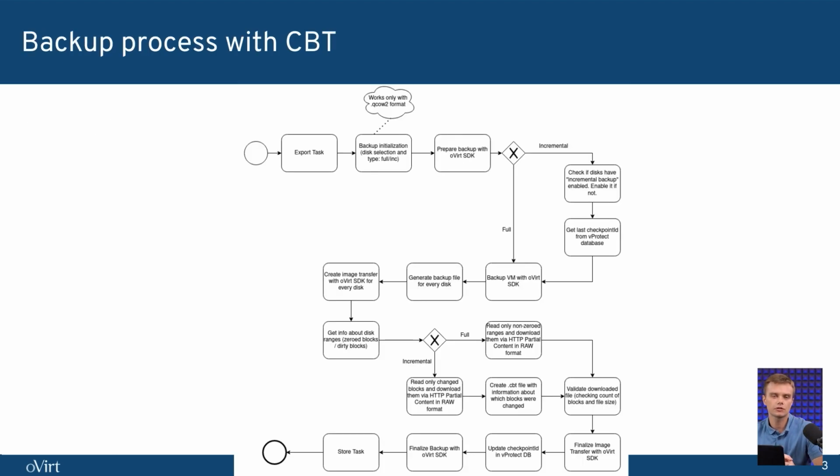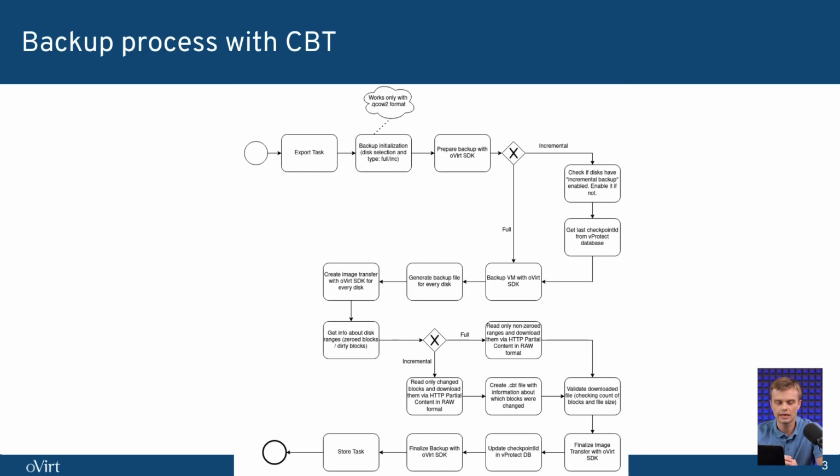Now, the overall process with CBT. First we create an export task. We are going to work only with QCOW2 files. That's very important. Now, the very important aspect of CBT is that we need to prepare the backup over the SDK, especially enabling CBT, and create a backup artifact. Depending on whether it's full or incremental, we check for changed blocks. And then, if it's incremental, we also grab the checkpoint ID to refer just to these blocks.